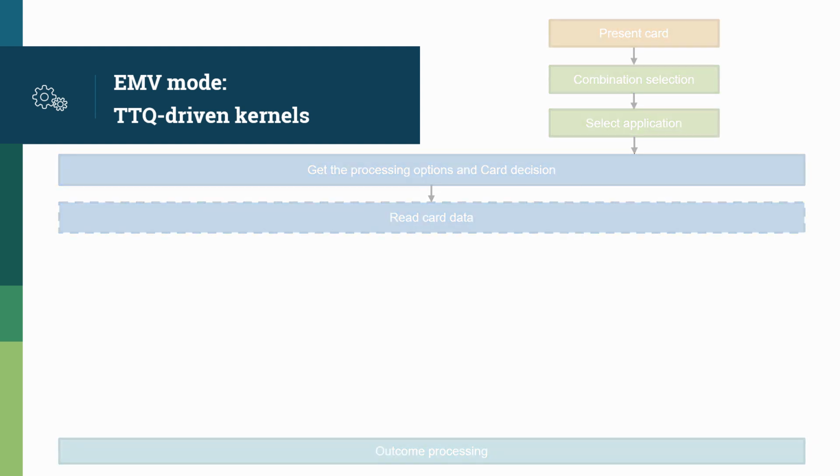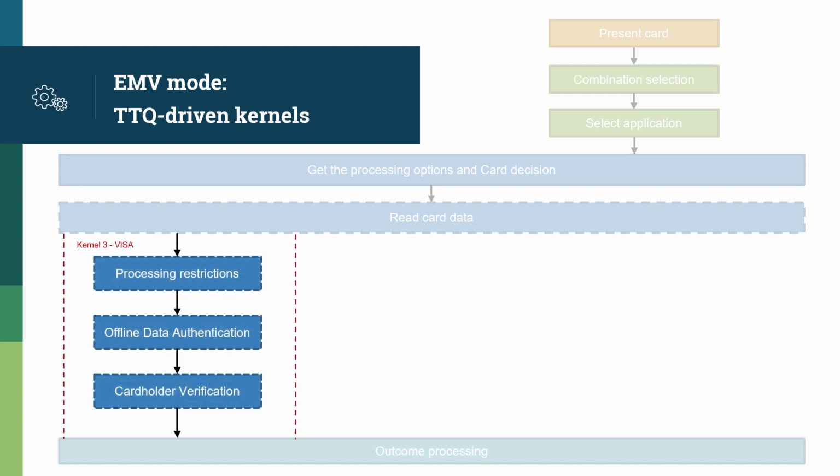Now we are at the post-processing step, where the kernel makes sense of all the data that it received and performs additional checks before outcome processing. We saw in the first lesson of this chapter that the three kernels use slightly different processes for that step.